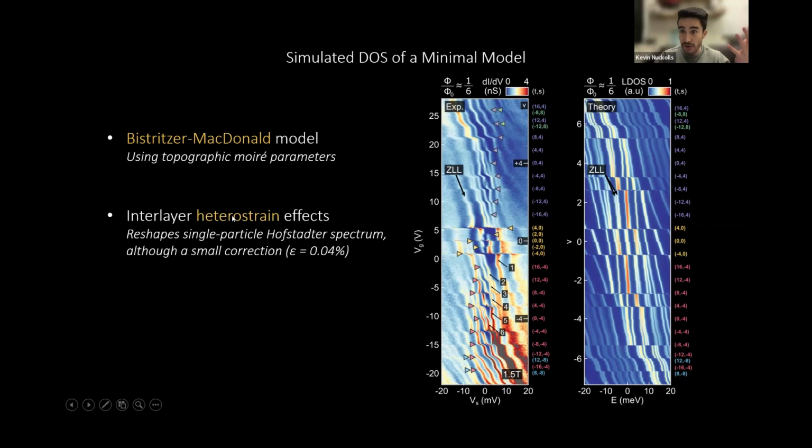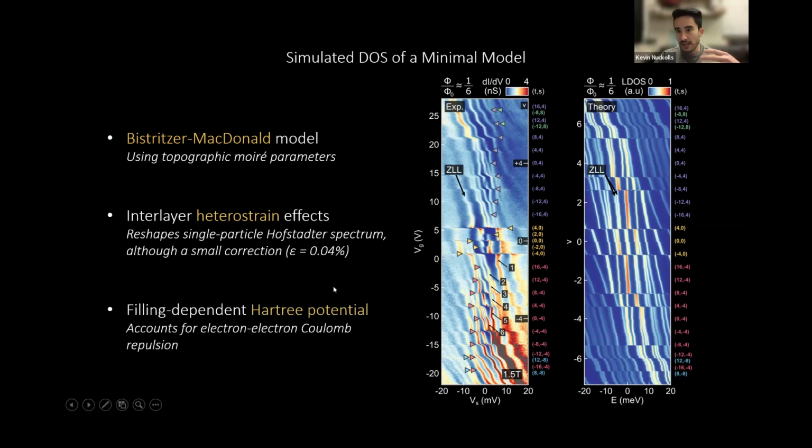To characterize those strain effects, we include these effects as interlayer heterostrain, which acts to reshape the single particle Hofstadter spectrum, although these corrections were very small because we focused on regions that were extremely low strain regions. Finally, we added an additional energy scale to account for interaction effects. This energy scale is a filling-dependent Hartree potential, which accounts for electron-electron Coulomb repulsion, and we found that this was really necessary for being able to explain some very subtle details in our experiment.